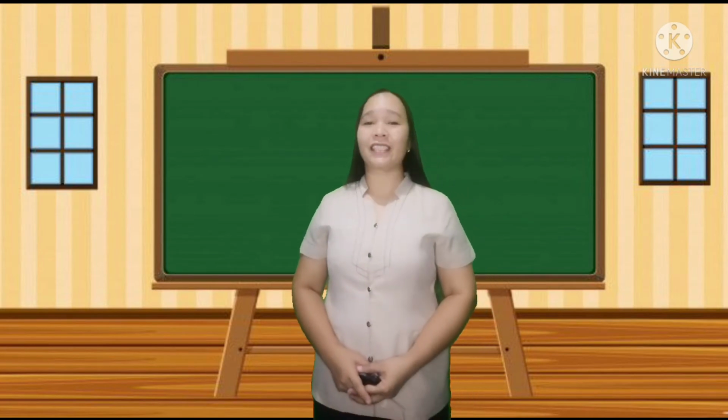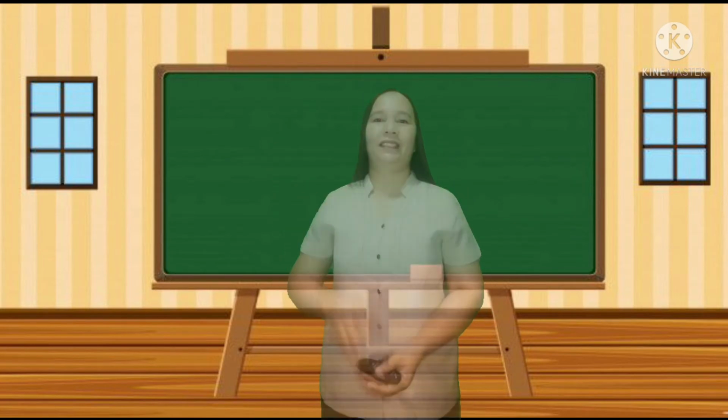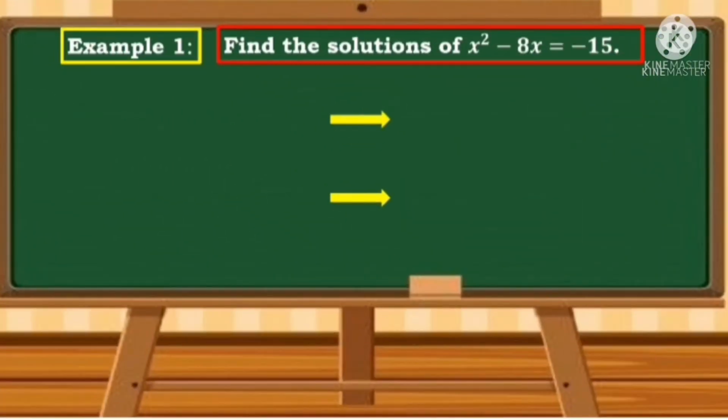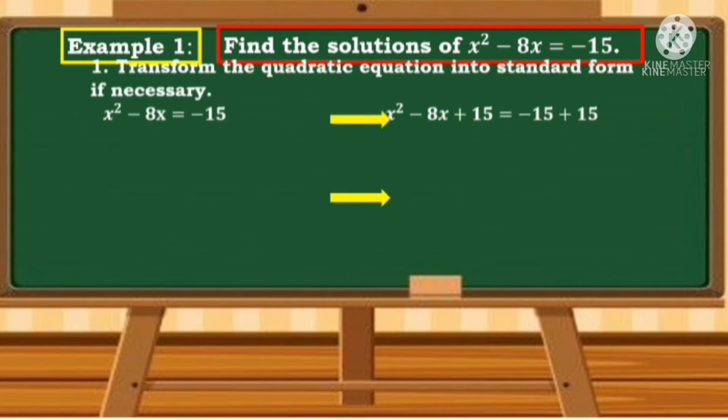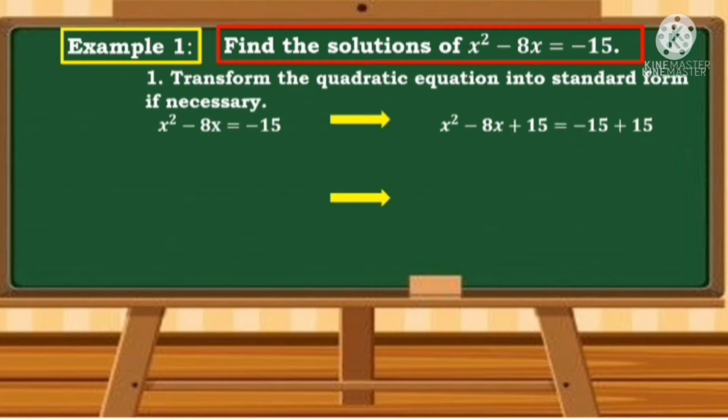Okay, are you ready, class? Let's start with example number 1. Find the solutions of x squared minus 8x equals negative 15. First step, transform the quadratic equation into standard form if necessary. We have x squared minus 8x equals negative 15. We have to add the opposite of negative 15 to both sides of the equation, and it will become x squared minus 8x plus 15 equals negative 15 plus 15. That will result in x squared minus 8x plus 15 equals 0.